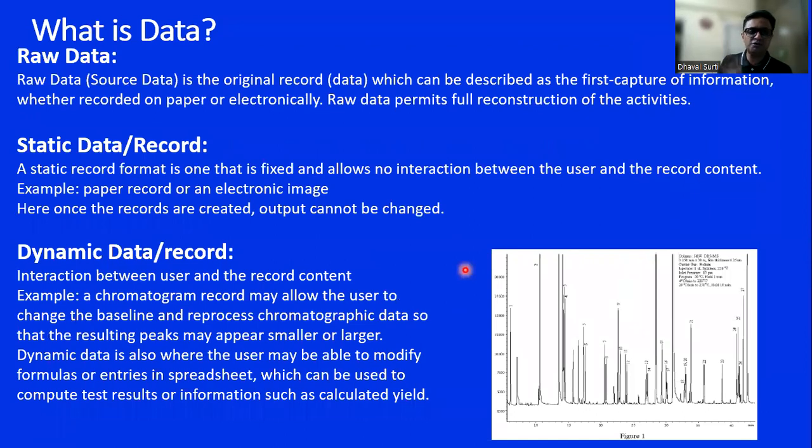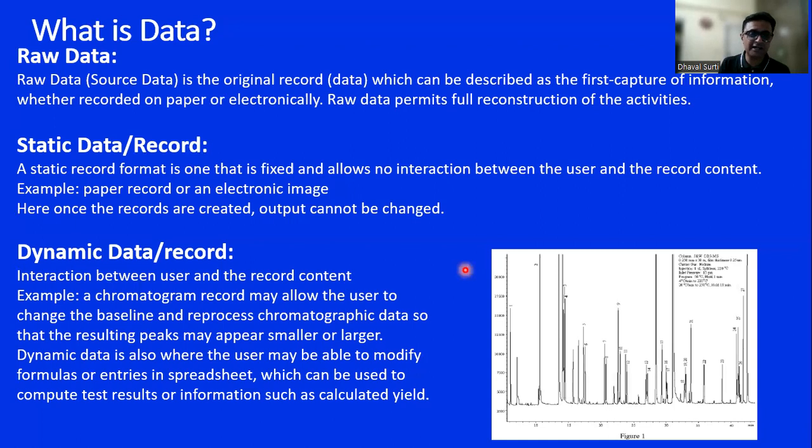Now, what is raw data? Raw data is the source data or original record data, which can be described as the first capture of the information, whether recorded on paper or electronically. Raw data permits full reconstruction of the activity. Whenever we write data, the first original set of data we call raw data. If you transcribe it to some other format, it's not raw data, it's transcription data, but your original data is your raw data.